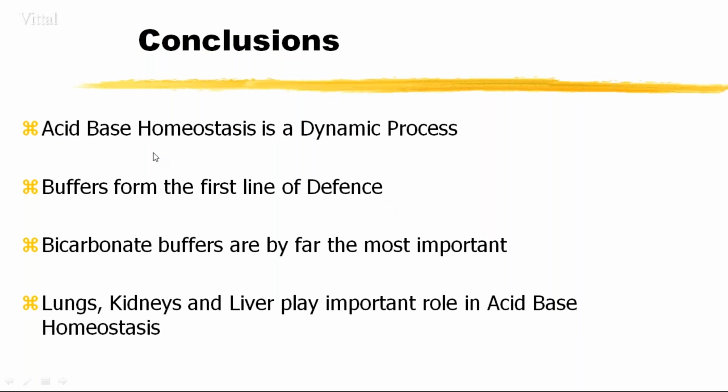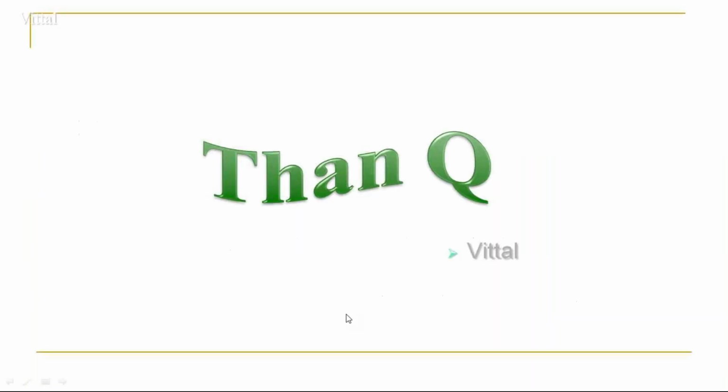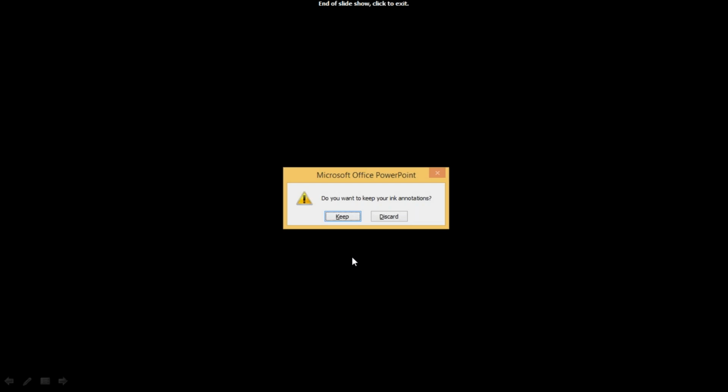So to conclude, acid-base homeostasis is a dynamic process. Buffers are the first line of defense. When they fail, other organs are involved: the lungs, kidneys, and liver, in maintaining balance. So that much.